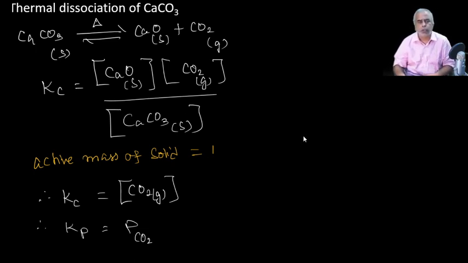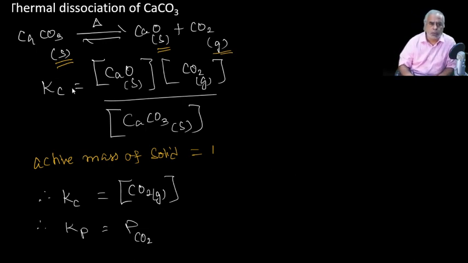Obviously, it is heterogeneous. Why? Because you have calcium carbonate in the solid form, calcium oxide in the solid form, and carbon dioxide in the gaseous form. And that is why in thermodynamics, particularly in chemical equilibrium, you are supposed to represent the reactants as well as products with the physical states in order to arrive at certain conclusions.